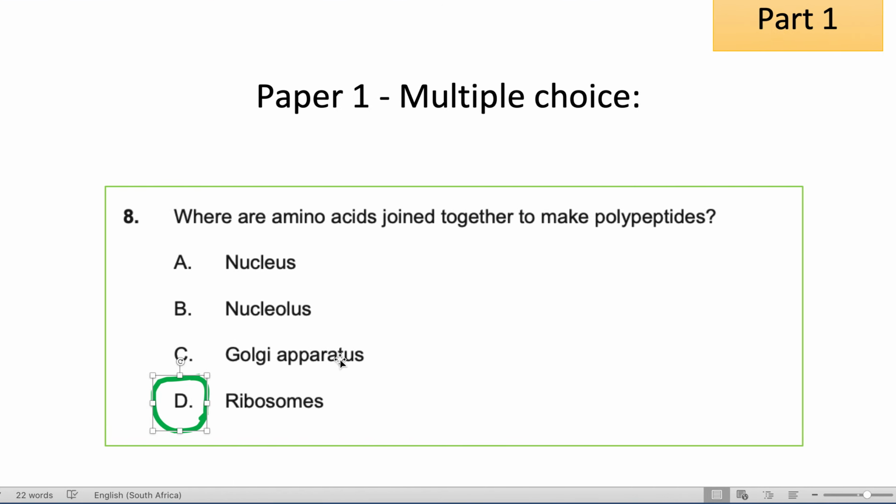And Golgi apparatus is not correct, because after a protein is made, so after this process happens, a polypeptide is just like a protein basically. After a polypeptide or protein is made in the ribosome, it is then sent to the Golgi apparatus to be modified and packaged, kind of like to double check if it's okay before it goes to other places. So this is the step that happens after the question.